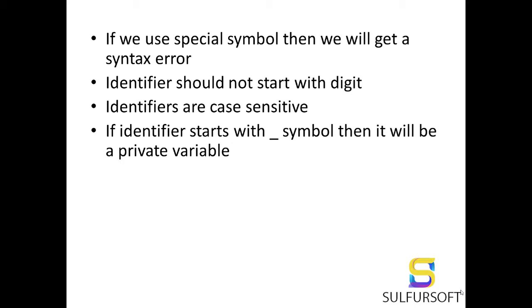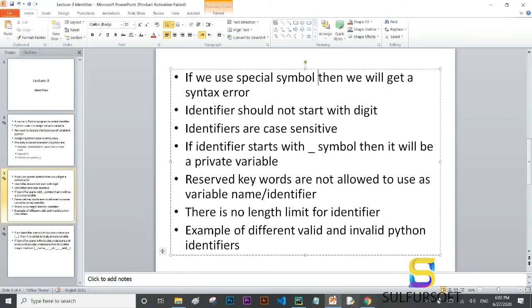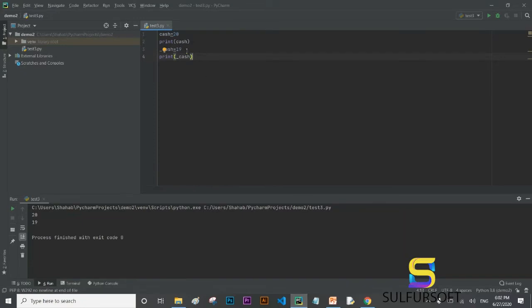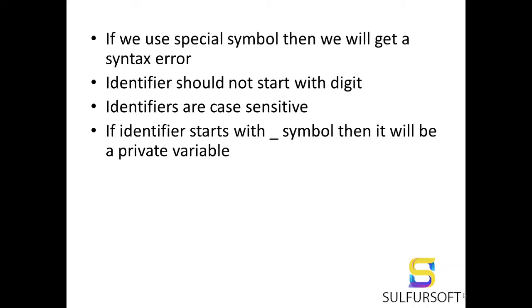But at this time, consider that a private variable is limited in its scope, and it is only available to the function or class where it is defined. Outside the class and outside the function, we cannot use that variable. So let's see in PyCharm. We have already declared _cache equal to 19. So _cache is a private variable.